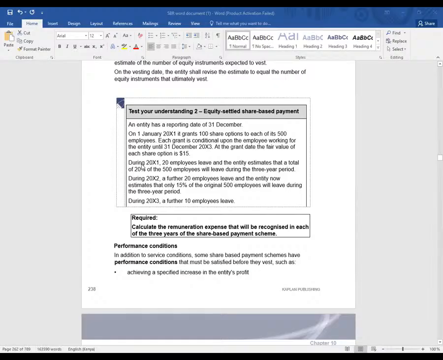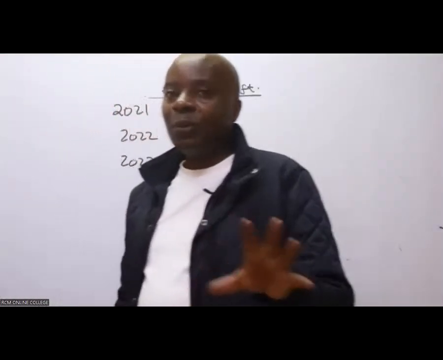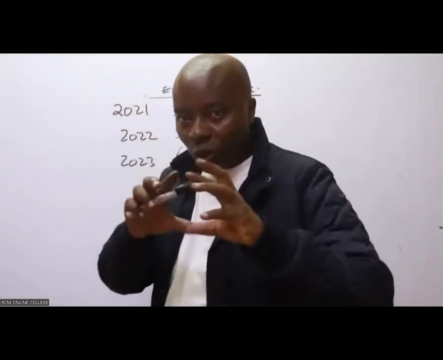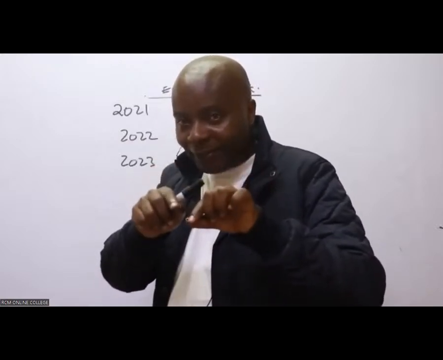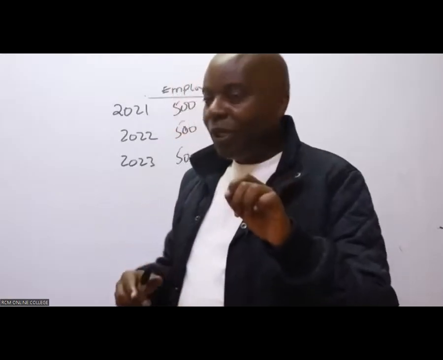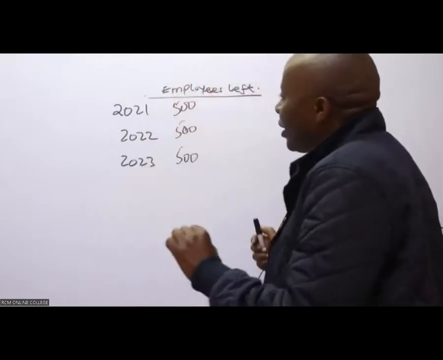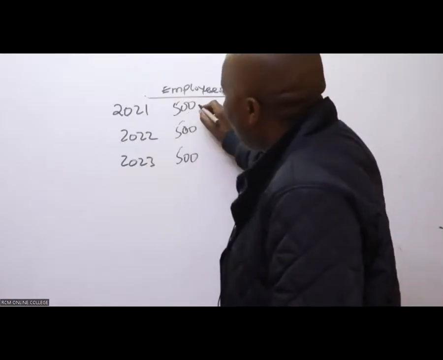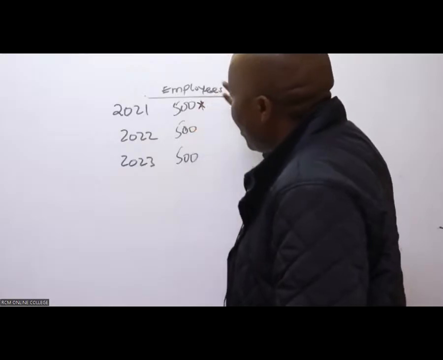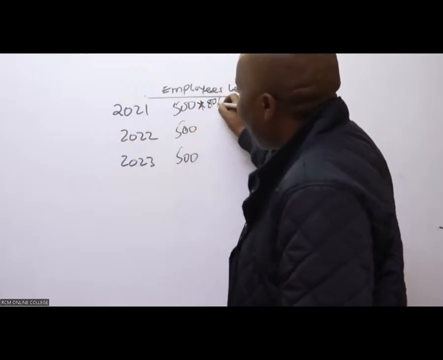And a total of 20% of the 500 employees will leave during the 3 years. So basically, in this case, ladies and gentlemen, we expect 20% to leave. They use the word total, 20%. So even the guys who have left are within these 20%. So don't subtract them. The employees who will benefit here, out of these 500, you're told 20% will leave, so we shall be left with 80%.